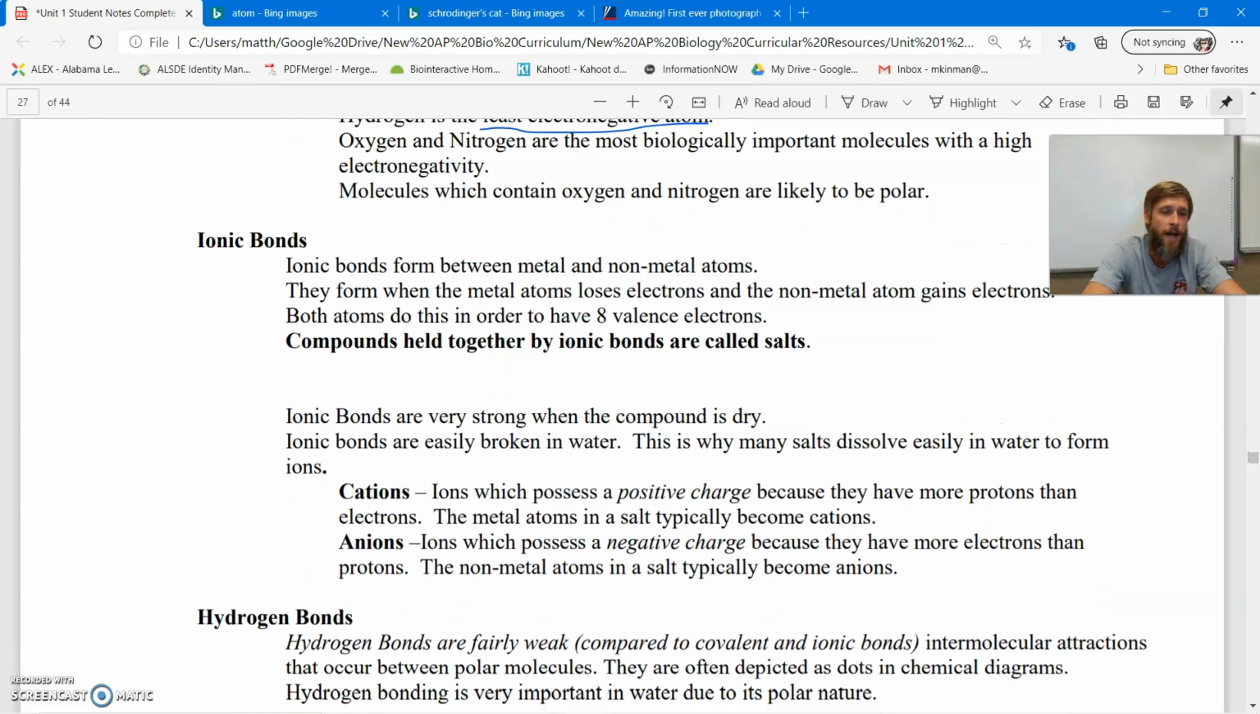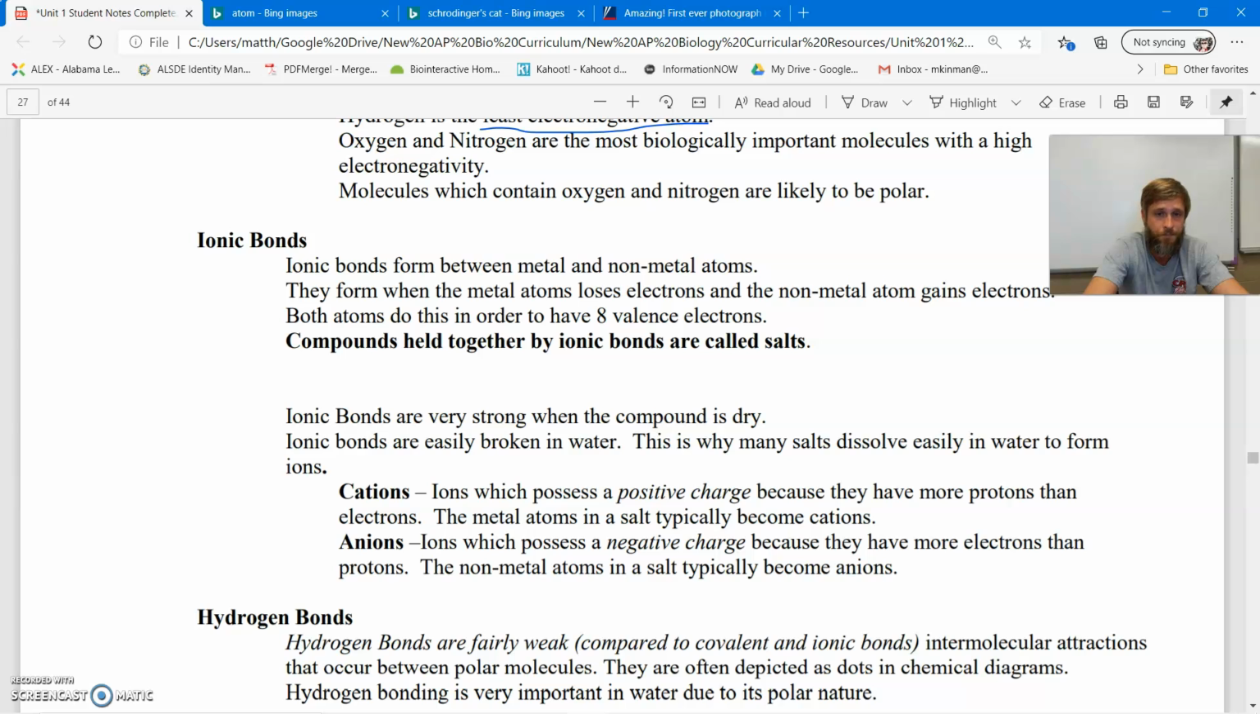And then you have your ionic bonds. These are very important to understand also. Ionic bonds form between a metal and nonmetals. A metal like, let's say, calcium, and a non-metal like chlorine, or sodium is a metal and chlorine's a non-metal. Sodium chloride, table salt. Very important to have inside of your body for many different reasons, which we will talk about at another time. They form when a metal loses an electron and a nonmetal gains an electron. But both atoms do this in order to have 8 valence electrons. So everybody wants 8 valence electrons to be happy and stable.